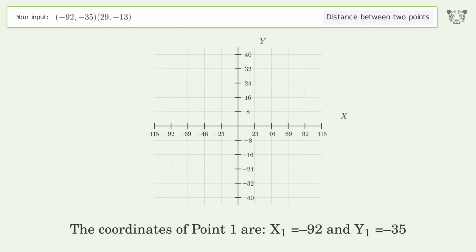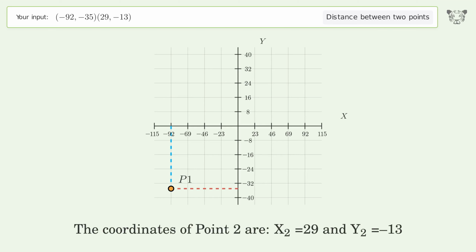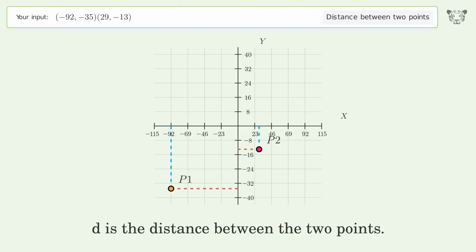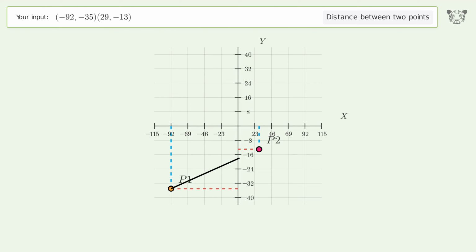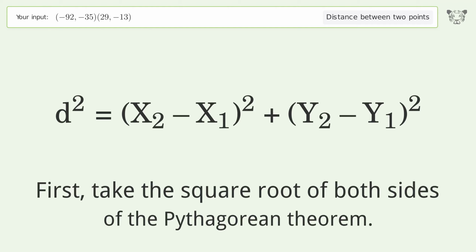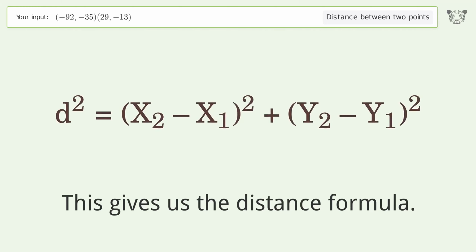The coordinates of point 1 are x1 equals -92 and y1 equals -35. The coordinates of point 2 are x2 equals 29 and y2 equals -13. D is the distance between the 2 points. First, take the square root of both sides of the Pythagorean theorem. This gives us the distance formula.